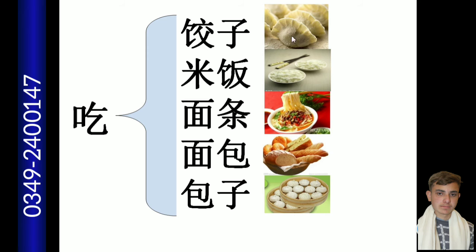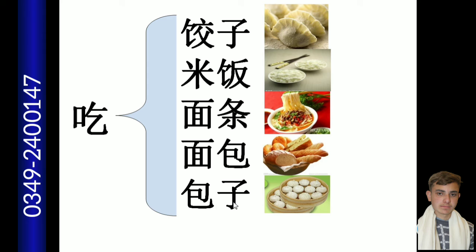So how do we say dumpling in Chinese? 饺子, 饺子. Okay, rice. How to say rice? 米饭, 米饭. How to say noodle in Chinese? 面条, 面条. How to say bread? 面包, 面包. Next one, this food, how to say in Chinese? We say 包子, 包子.